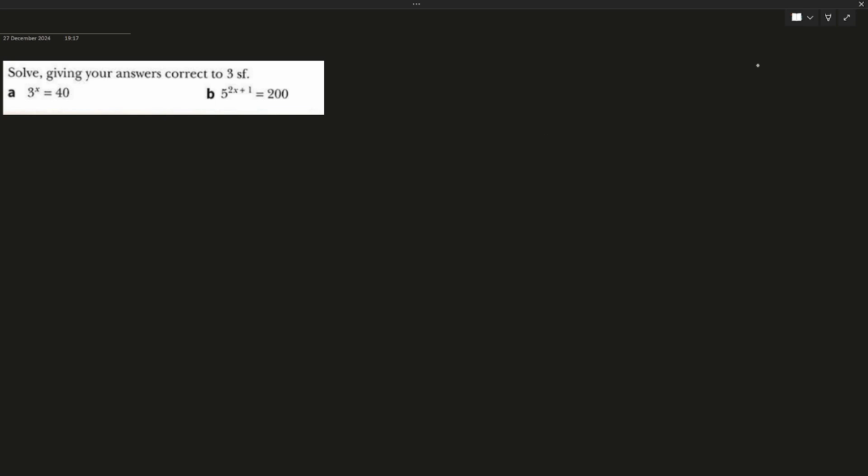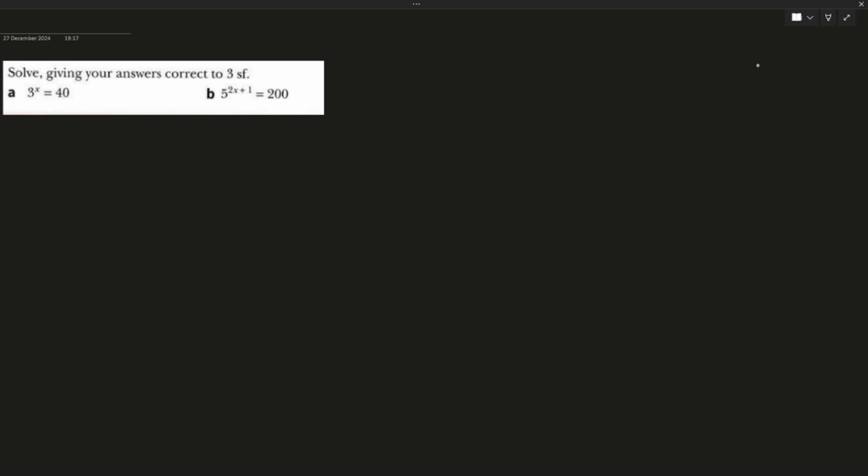So suppose we have a question like this. Solve giving your answers correct to three significant figures. You have to solve this for the value of x and you have to give your answers correct up to three significant figures. So the first question is 3 to the power x is equal to 40. So sometimes you're given these types of exponential expressions. So how will we solve this for the value of x?